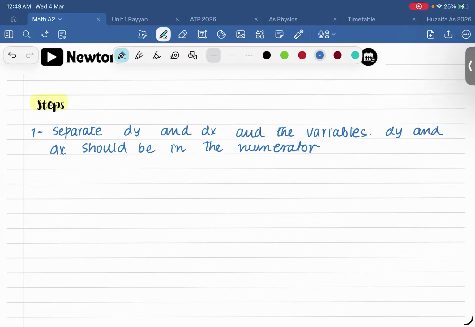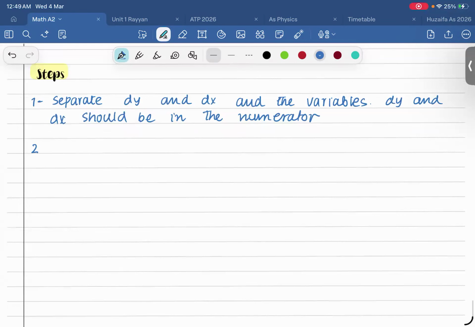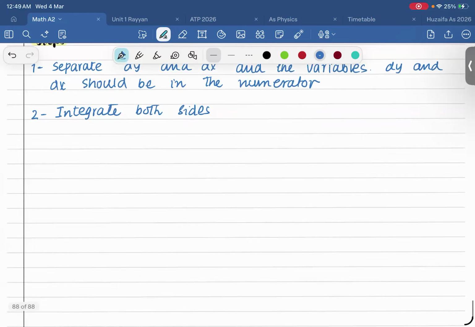Now the second thing is, integrate both sides. Okay, this is the second step. Okay, now the third step, if the limits are given, then use it. Generally, for this differential equation, they don't give you the limits, they give you the two values of x and y, and you have to find out the constant.